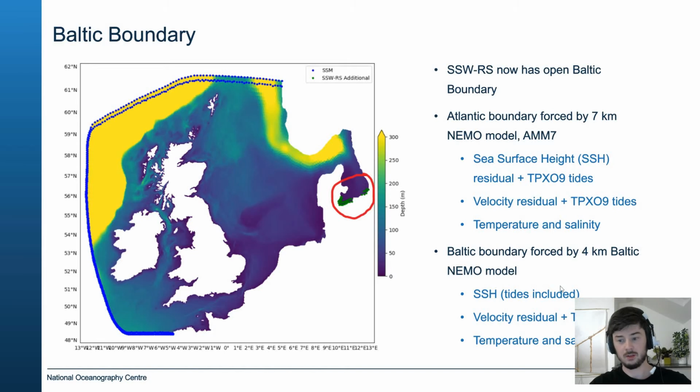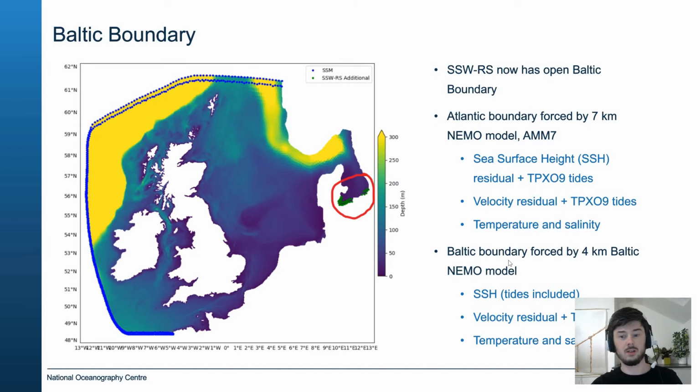And then the Baltic boundary, we use a different model, which is the 4 kilometre Baltic NEMO model. And that covers this region as well as some of the North Sea. And the reason for using two separate NEMO models here is because the AMM7 doesn't cover this boundary so well.